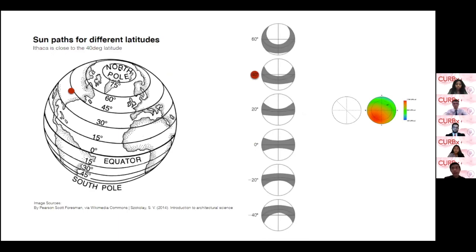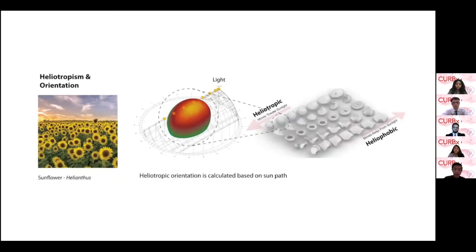The form finding that we want to base it off is basically the sun path, because we want to make it site specific depending on location. So depending on where we are situated on the earth, the sun has a different path depending on that location. And then we did a bunch of simulations of heliophobic and heliotropic forms, just to see the comparison of how the sunlight changes.